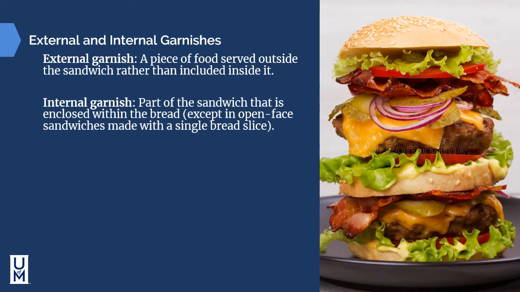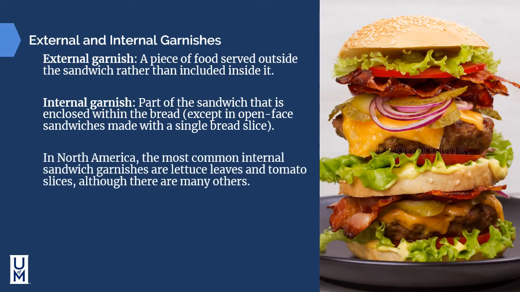Internal garnishes are part of the sandwich that is enclosed within the bread, except open-faced sandwiches, which are made with a single bread slice, although these are typically still considered internal garnishes as well. In North America, the most common internal sandwich garnishes are lettuce leaves and tomato slices, although there are many others.